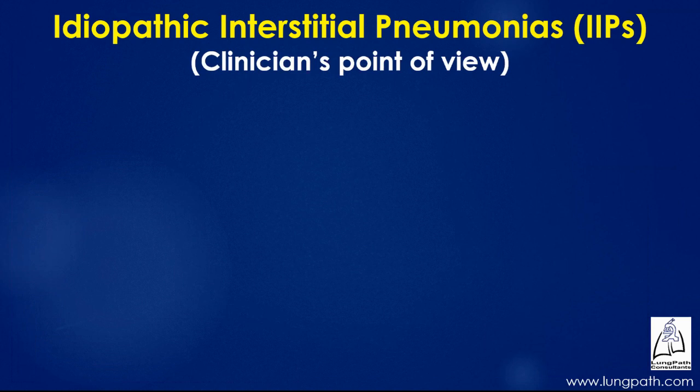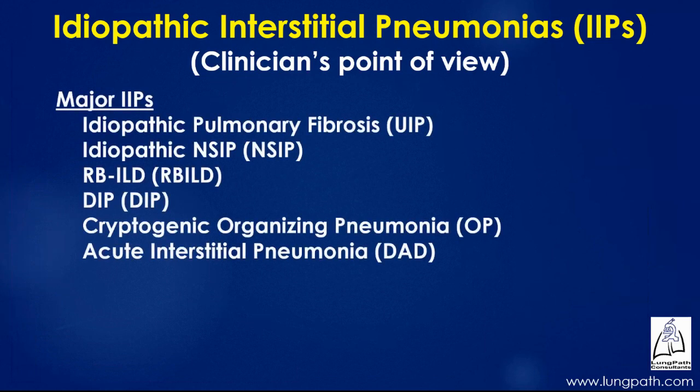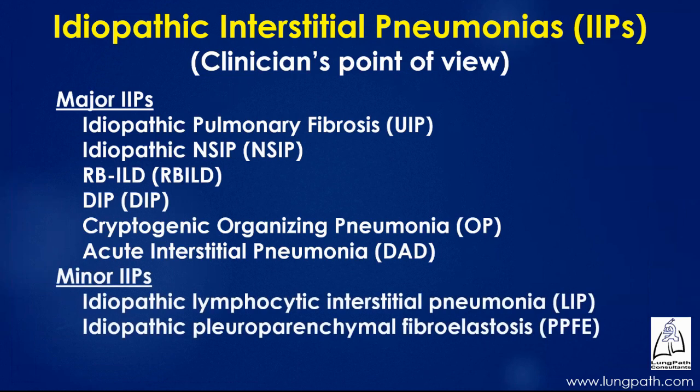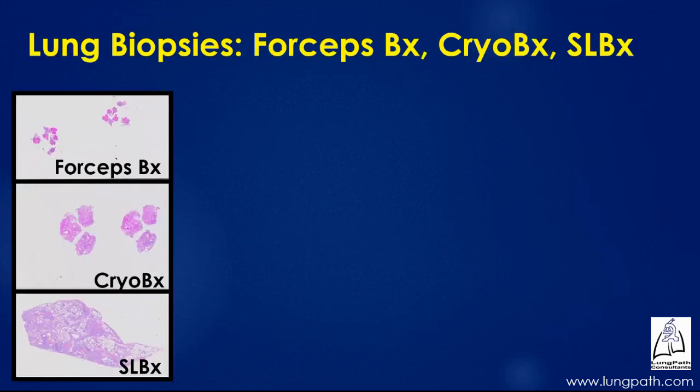Now, as we've gone through this lecture, I've tried to introduce to you most of the famous idiopathic interstitial pneumonias, or IIPs, the UIP, the NSIP, RBILD, et cetera. And I just want to point out, and there's a reference early on, that talks about how clinicians view idiopathic interstitial pneumonias these days. They have a major category, which we've talked about, a minor category, which we really haven't talked about except for PPFE. And then, of course, there's always unclassifiable. Any table needs an unclassifiable because we are not perfect most of the time.